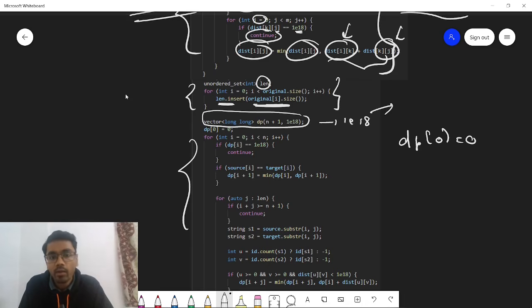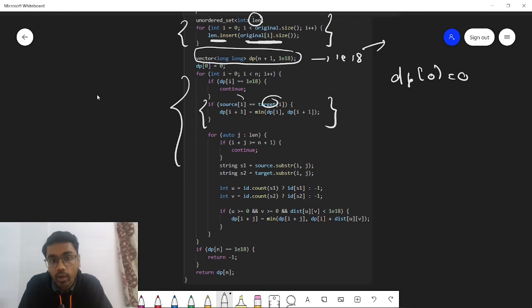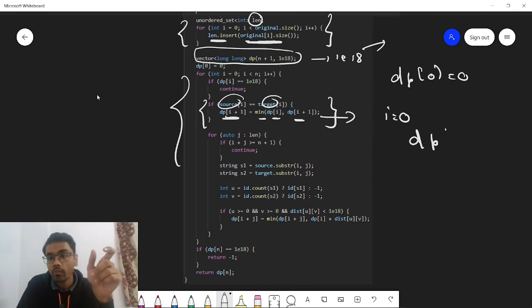And then we are going to each and every i and j possible. For each and every i, we are trying to choose every substring length that is possible. If the source of i is equal to the target of i, that means it is simple. dp of i plus 1 will be the minimum of dp of i or dp of i plus 1. We have seen in the i equal to 0 case, the A and A characters were matching, so we have stored dp of 1 equal to 0. So dp of i plus 1 equal to minimum of dp of i comma dp of i plus 1.